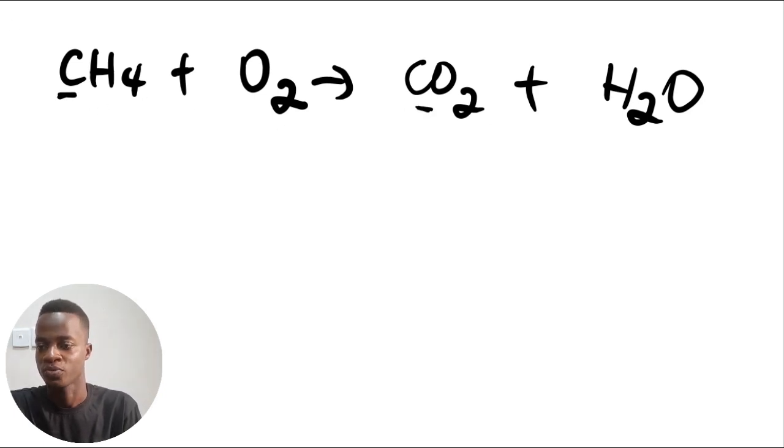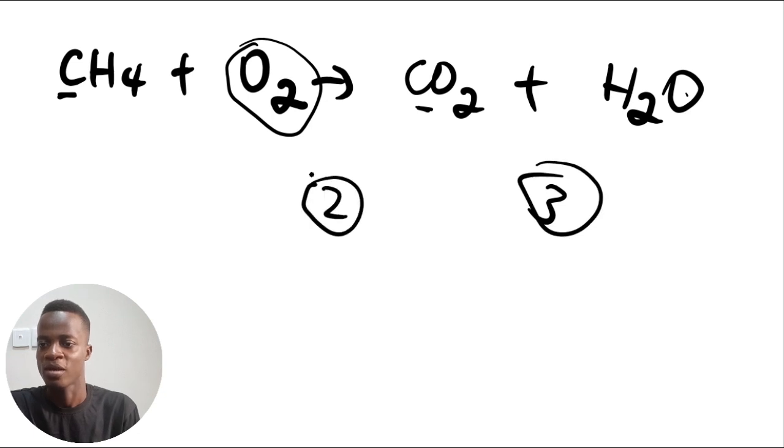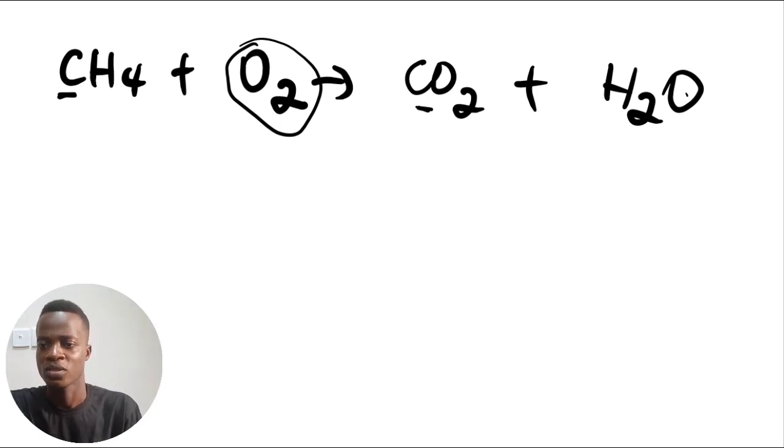Let's go to oxygen. How many oxygen do I have? I have 2 oxygens here, but over here I have 2, then 1, that will be 3. So there are 3 here, but there are 2 here. But since I can easily multiply one by a factor to get the other, let me go to hydrogen and come back to oxygen.